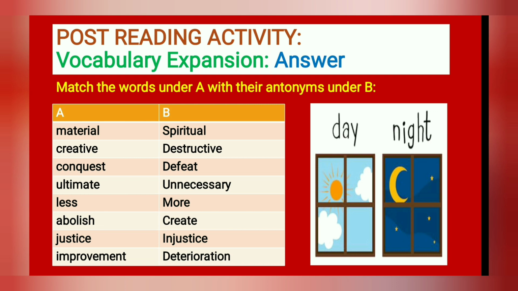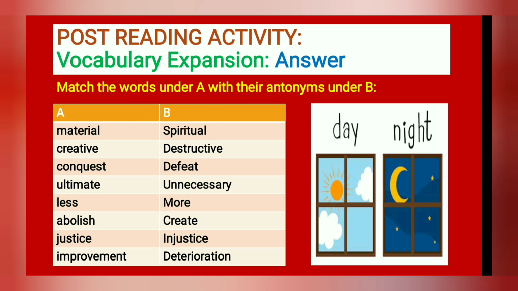Next word is conquest. Conquest, all of you know, that means victory, when you win something or against somebody. So its opposite is defeat. Next is ultimate. Ultimate means final, the most important, and its opposite is unnecessary. Next word is less, and its antonym is more. Then the sixth word is abolish. Abolish also means to destroy, and its antonym is create. That means to make something with your imagination.